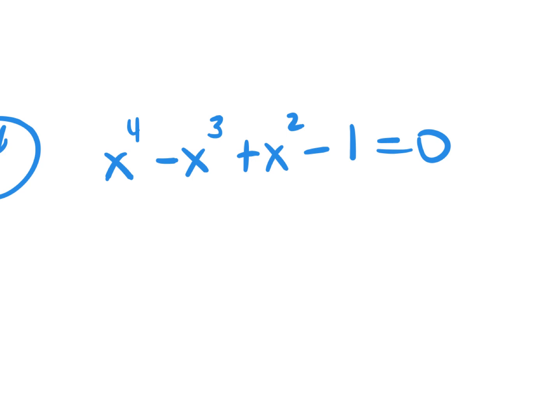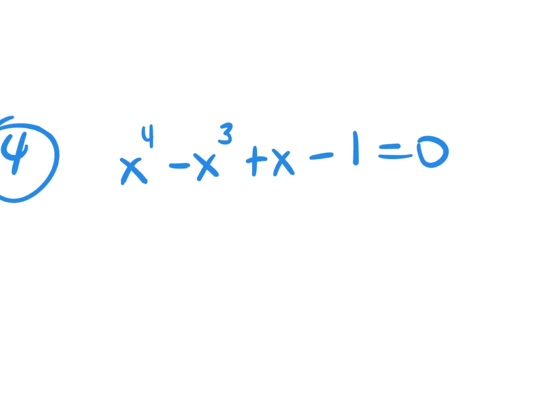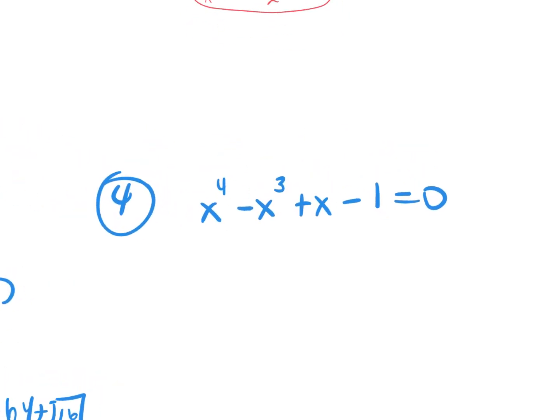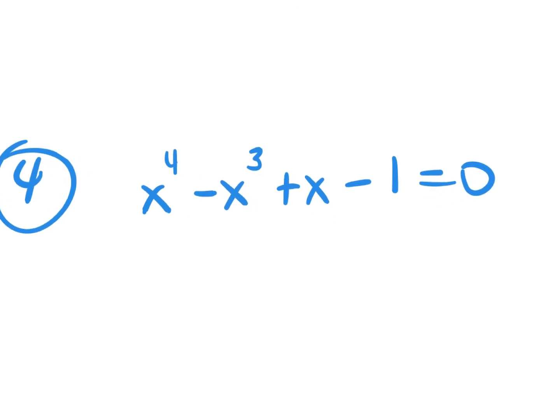And lastly, we're going to look at number 4. All right, looking at this last problem, make sure you take this squared off on the third term. It should just be x to the fourth minus x cubed plus x minus 1. So let's talk about factoring.